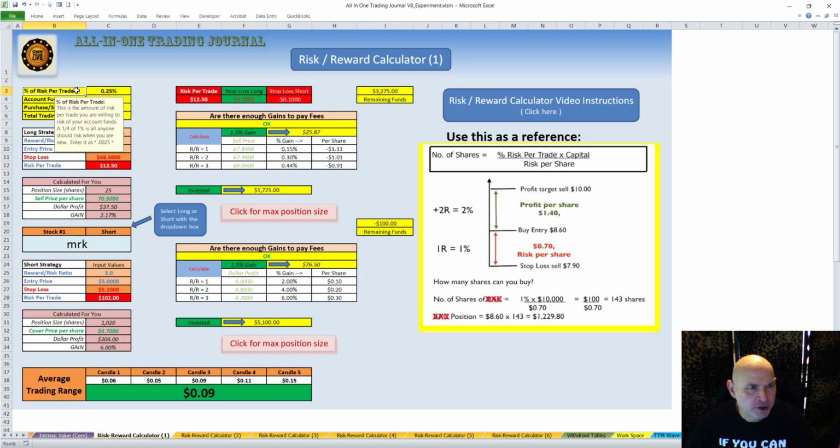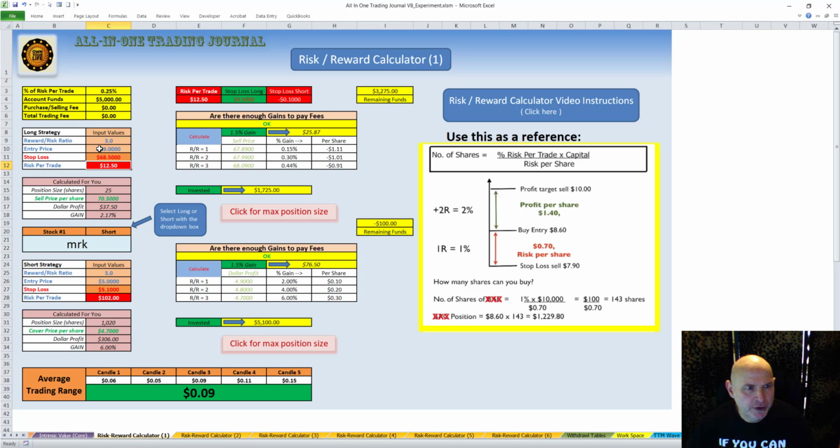As your percent of risk per trade suggests, this is the amount of risk per trade you are willing to risk of your account funds. 1/4% is all anyone should risk when you're new. Enter it as 0.0025. Once you've done that, then it will calculate your risk per trade against your account funds to give you your risk per trade amount. You'll take the risk per trade amount and place it where it says risk per trade.